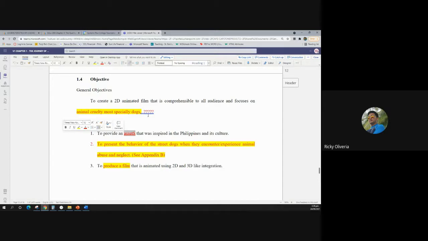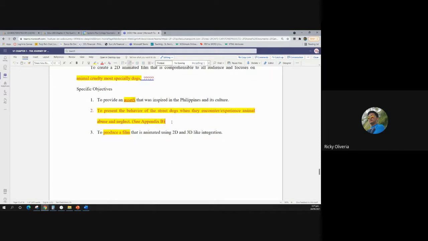Okay? So next is to present behavior of the street dog when they encounter experience animal abuse and neglect. See Appendix B. Ito, ang comment ko sa kanila dito, sabi ko, they put Appendix B, pero wala yung Appendix B.